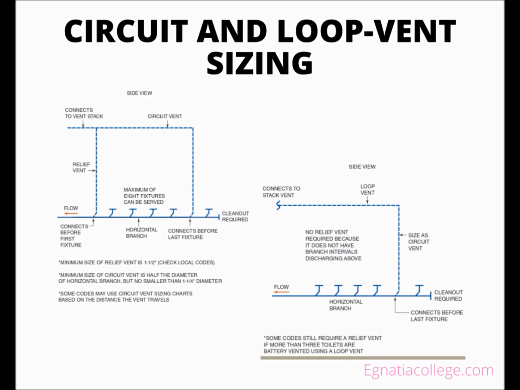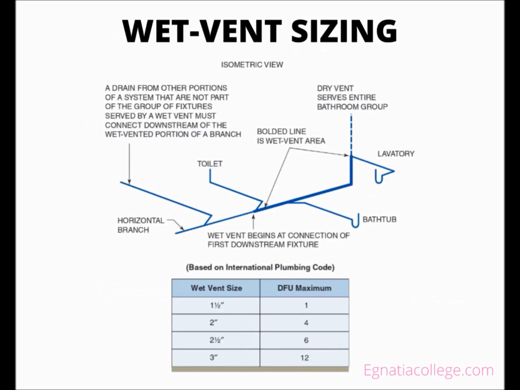However, some codes dictate that a relief vent must be installed if more than 3 toilets are connected to a battery-vented branch. The loop vent is still connected in front of the last fixture of the horizontal branch, but it is connected to the stack vent instead of the vent stack. Some codes dictate that a relief vent for a battery-vented branch must be at least half the diameter of the horizontal branch, but no less than 1.5 inch diameter. This varies from other vents that cannot be smaller than 1.25 inch diameter.